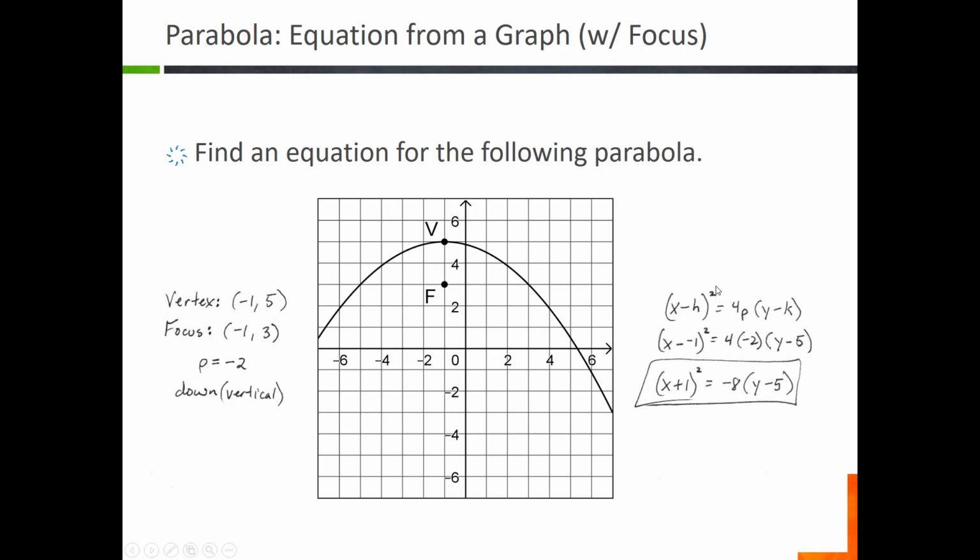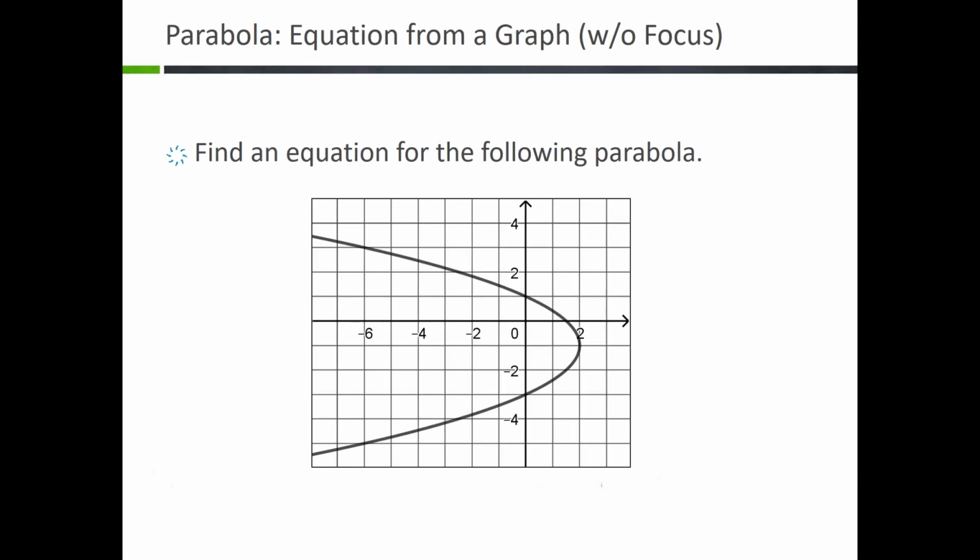Because it is vertical, that tells us what the equation is going to look like. It's going to have an x squared and then just a y. And so we know what h and k are already. We know h is -1. We know k is 5. So we're going to have x minus a -1, which becomes (x + 1) squared. We know k is 5, so we have y minus 5 here. And since we already know p, we might as well plug it in. We know p is -2. So if we simplify that, we get (x + 1) squared equals -8 times (y - 5). And that would be the equation of our parabola.